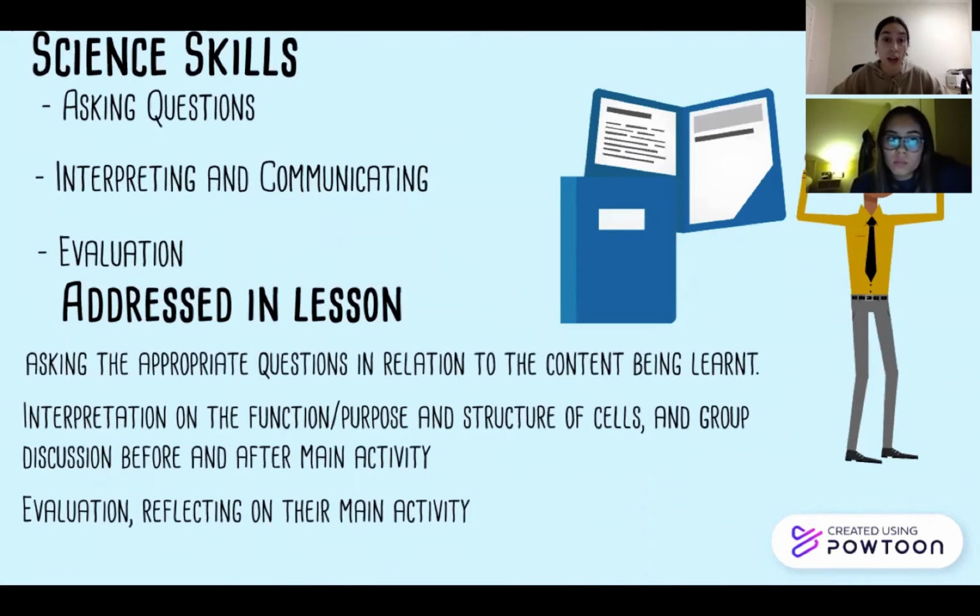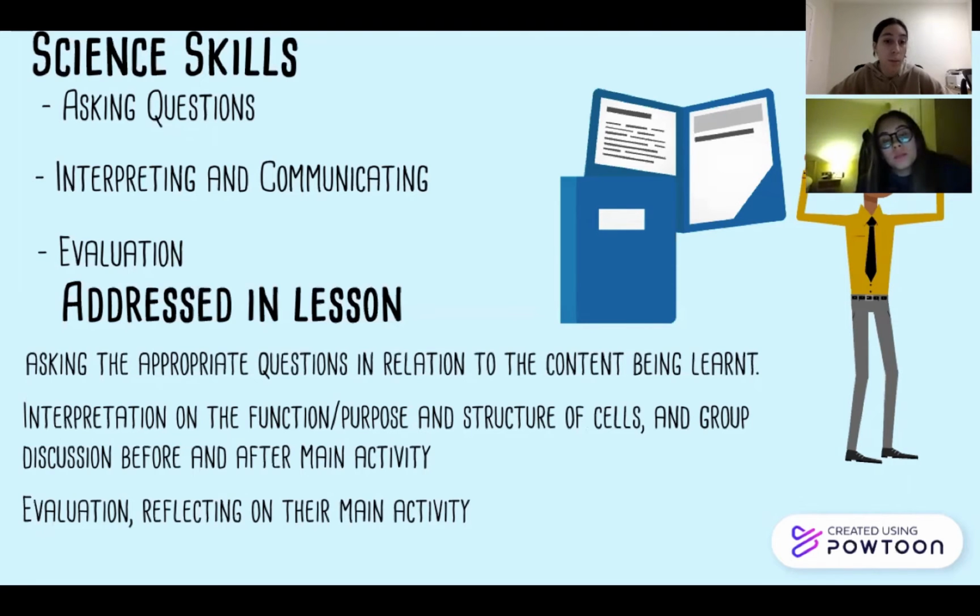This is the science skills that the students will grasp. So science skills are needed for students to learn how to use scientific reasoning and their critical thinking to further develop their understanding of science. Students will use the science skills of asking questions. So they will ask the appropriate questions in relation to the content that is being learnt.